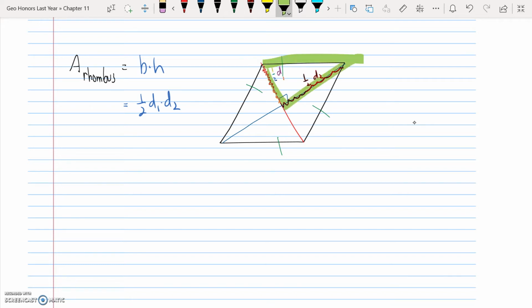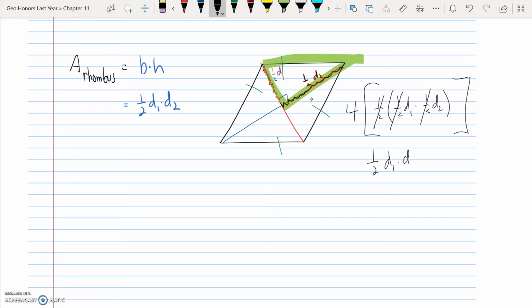So to find the area for this one triangle, we would do 1/2 of 1/2 D1 times 1/2 D2. Right? It's 1/2 base times height to get the area of that one triangle. But there's 4 of those congruent triangles that make up the entire rhombus. So then we're going to have to multiply this by 4. 1/2 times 1/2 times 1/2 is 1/8. 1/8 times the 4 out front would be 4/8. In other words, it simplifies down to 1/2 D1 times D2. So this is another option to find the area of a rhombus.